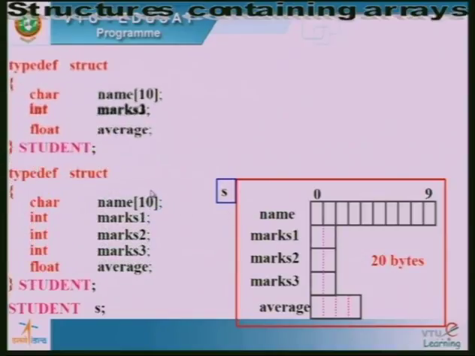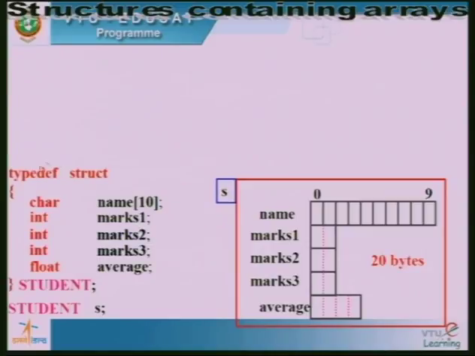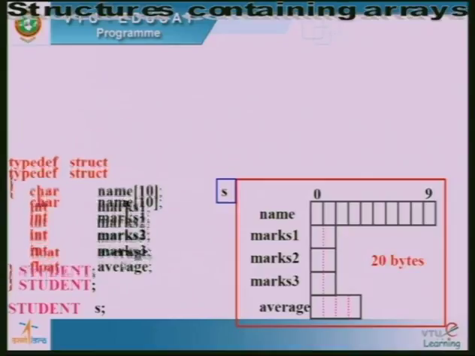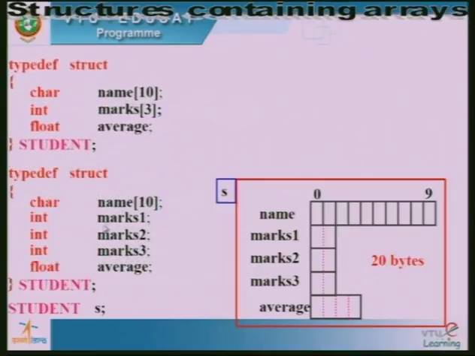Now what I do? As it is, I will copy here. Look, we have name field and average. Name and average I copy as it is here. But instead of writing marks 1, marks 2, and marks 3, I say marks of 3. Now let us see how to declare the variable. If I say A is of type student, here A is of type this student. Now look here, how many fields are there here? 1, 2, 3, 4, 5 fields are there. But here how many fields are there? Only 3 fields are there.